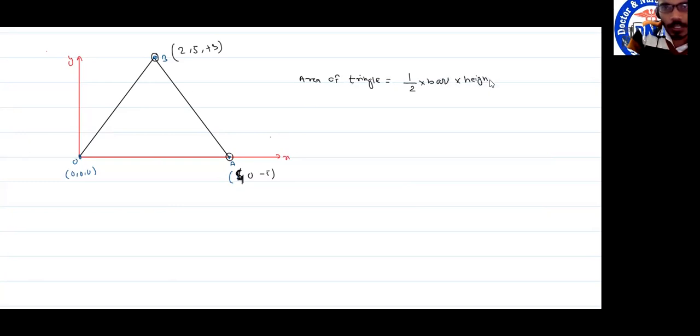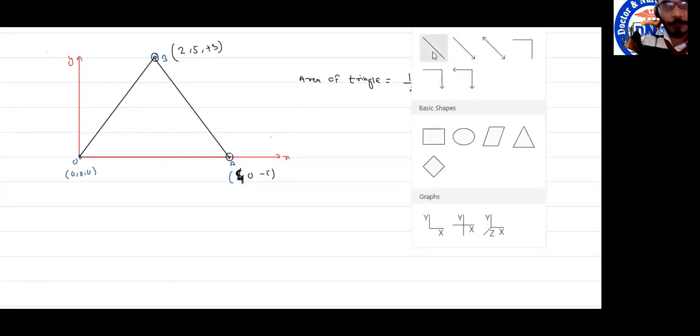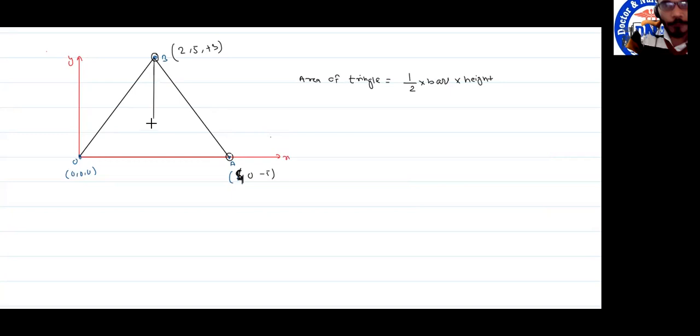Exactly. So if we draw a perpendicular line to the base, so this is our height. This is your base. Let's suppose this is the OB and this angle is theta. So if this length is OB, the length of this line is OB, then what is the length of this?